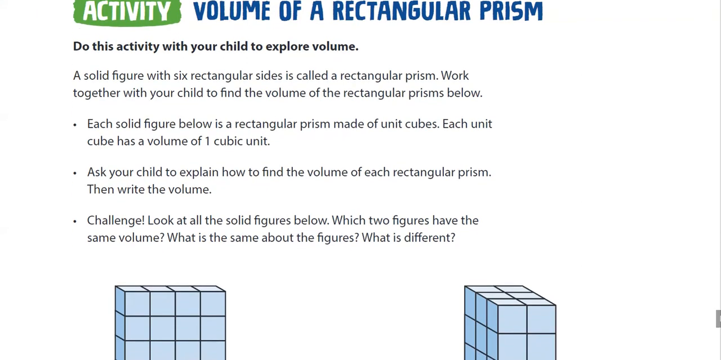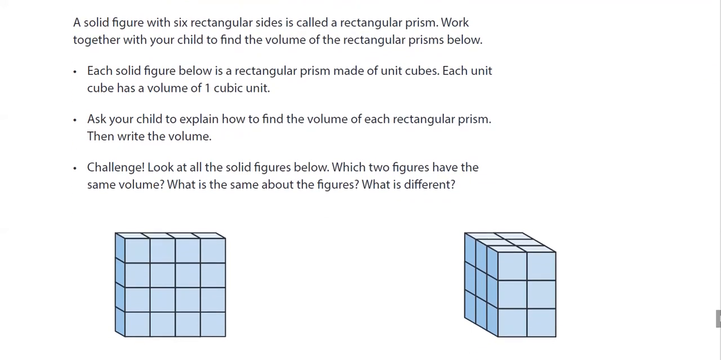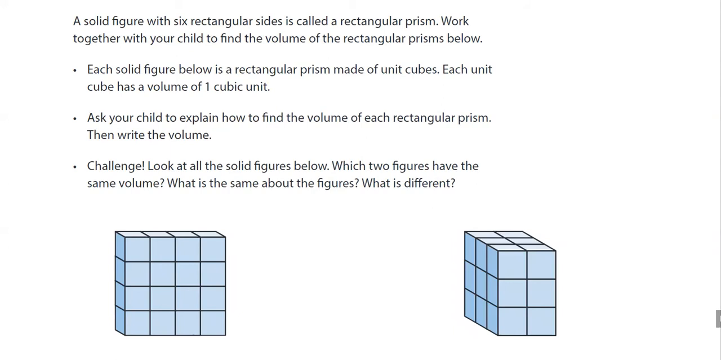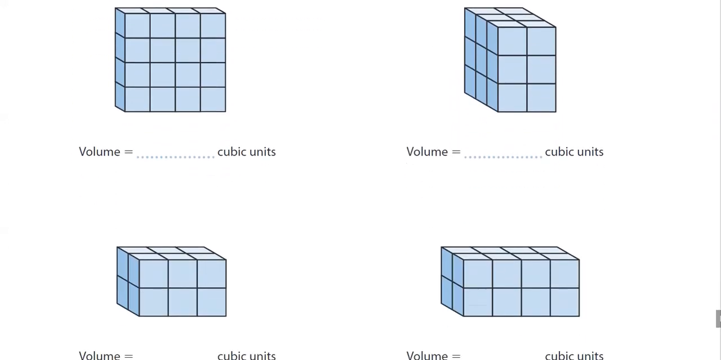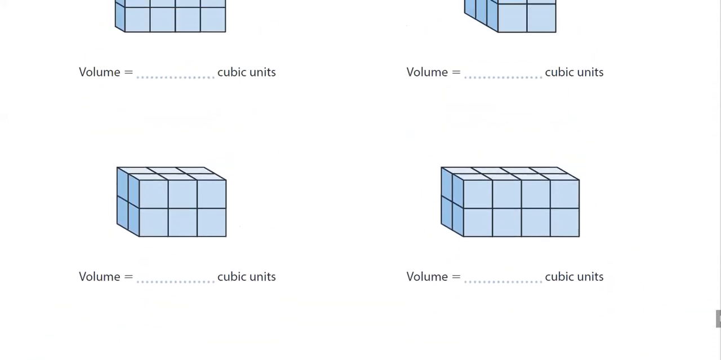This one is to do with your grown-ups. A solid figure with 6 rectangular sides is called a rectangular prism. So you're going to work with your parent on this one. Pause it and come back when you are done.